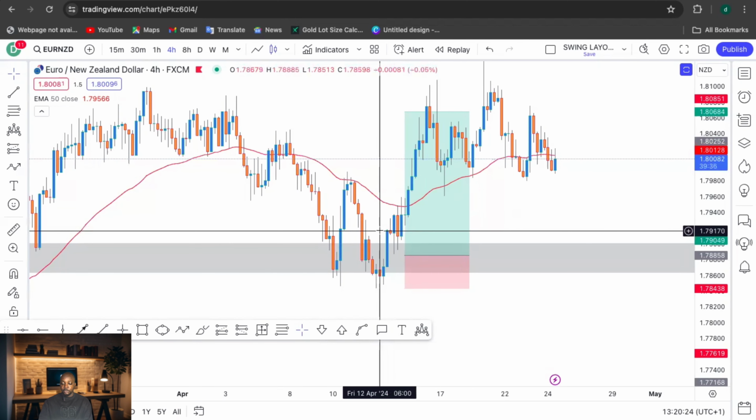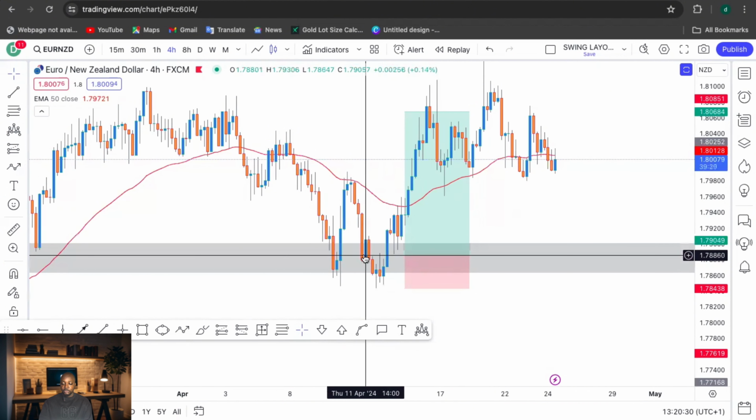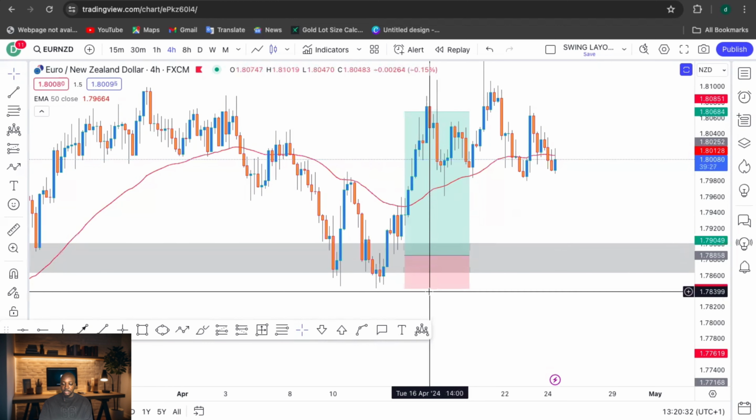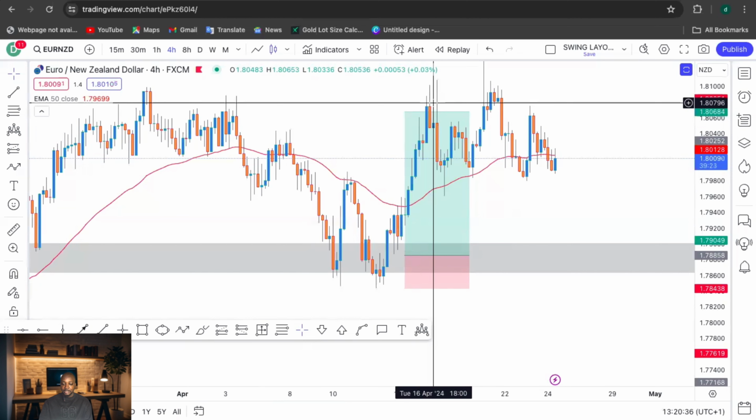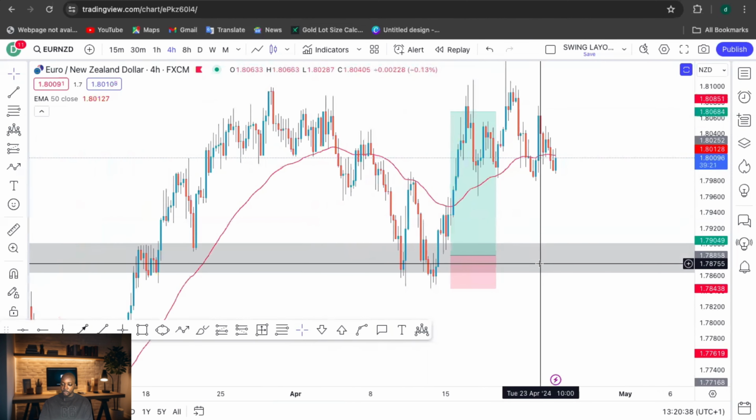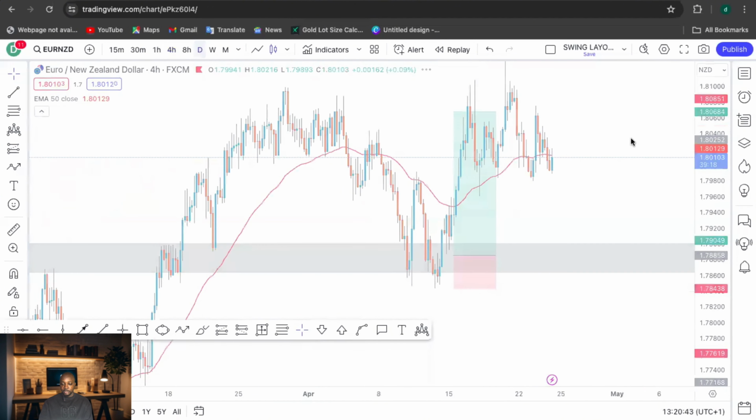After this engulfing, I told you guys I do not like to enter at the top of an engulfing. I waited for a pullback into this region and I got into the trade here. My stops underneath the level and my target at the highs. Okay, so this is a clear example of what I explained.